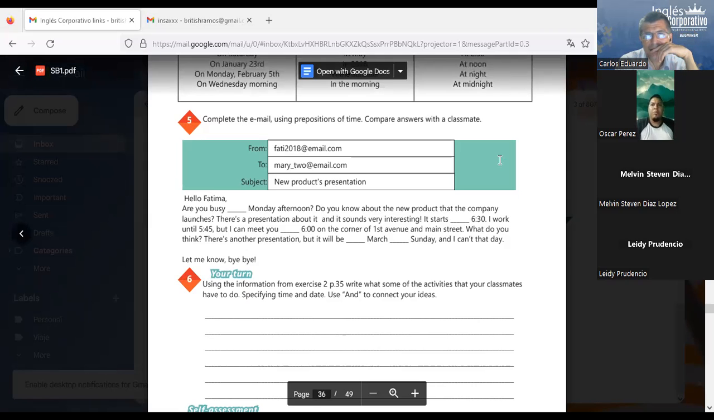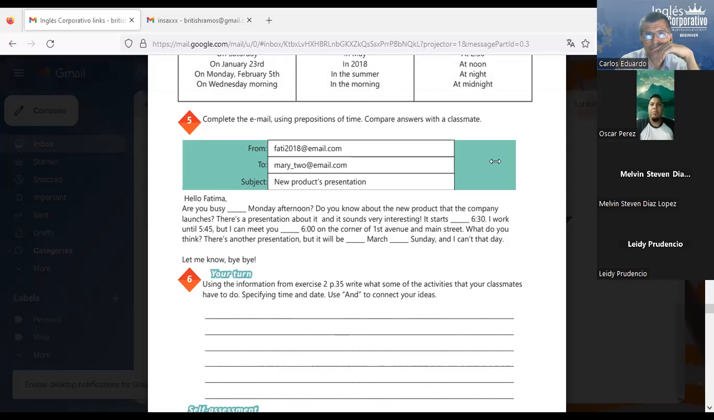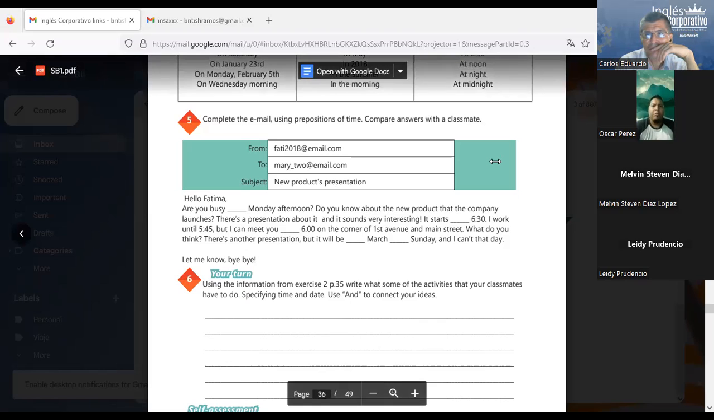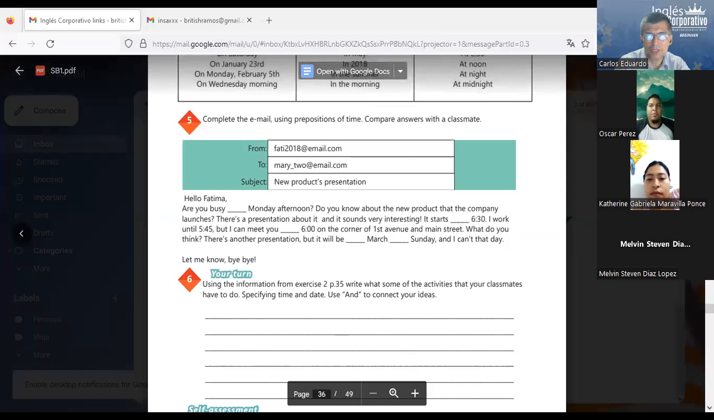No sale nada en el chat, me dice. Chicos, no ven nada en el chat. No, teacher. Qué raro. Ok, cambiemos.